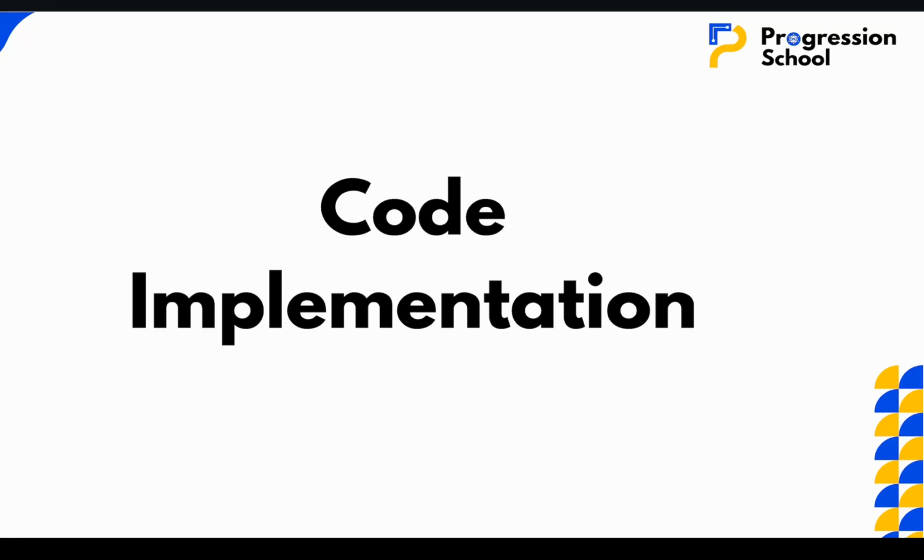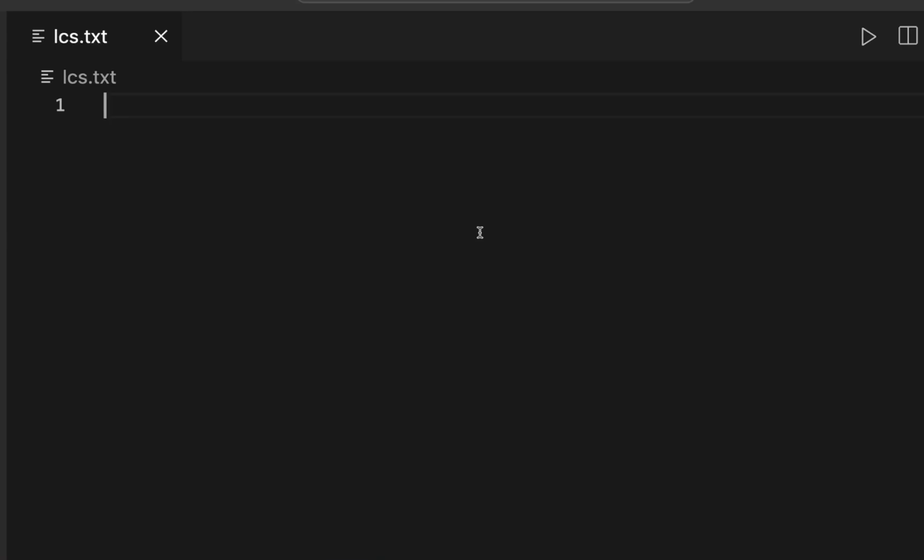In this video, we will see code implementation. So now let's quickly see the code implementation of longest common subsequence using DP. In this approach one, I will apply DP directly. I'm not writing the recursion code. So I will first create a DP of size m and n.